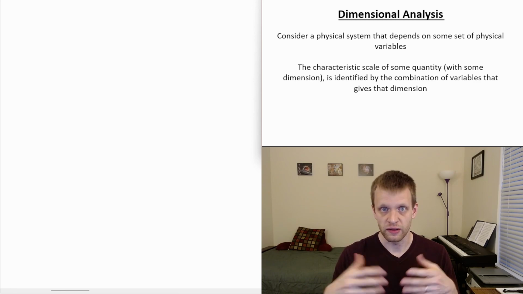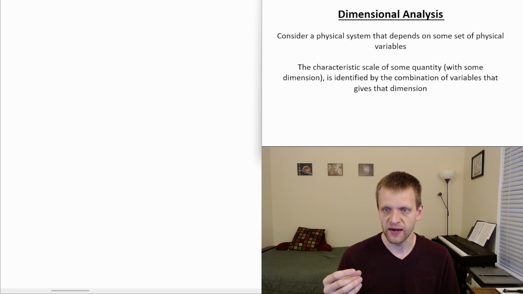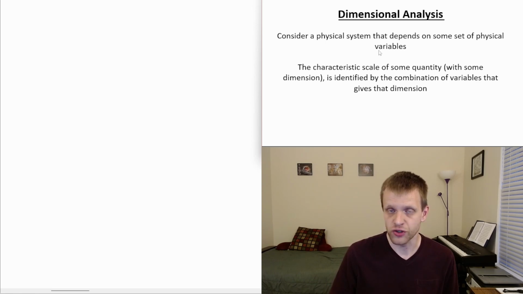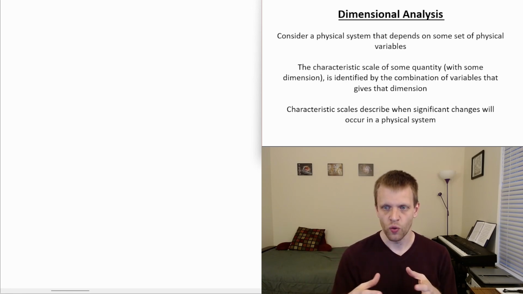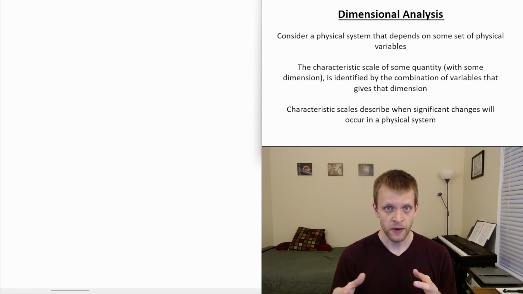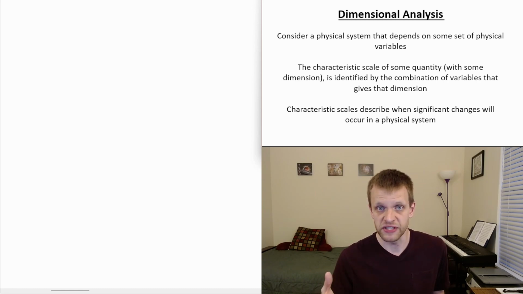So characteristic lengths, or characteristic times, or characteristic energy levels, things like that. And we can identify these scales by looking at what combination of these original variables give the dimensions that we're trying to find this characteristic scale for. And these characteristic scales basically describe when significant changes will occur in some kind of physical system. That might seem a little bit fuzzy as far as a definition goes, but these characteristic scales are going to be just approximations of when we expect to see significant changes.